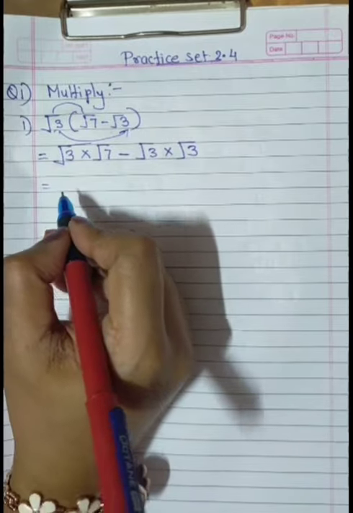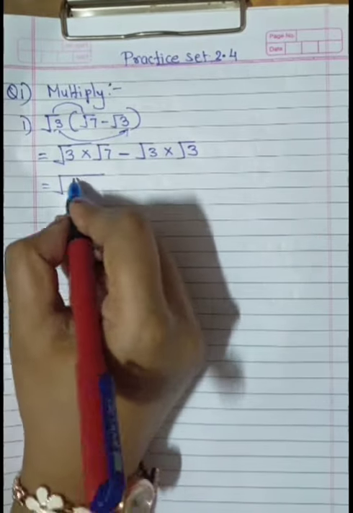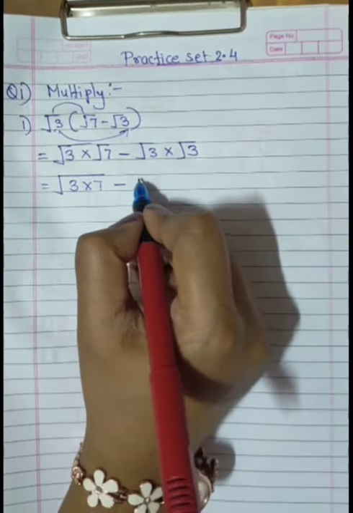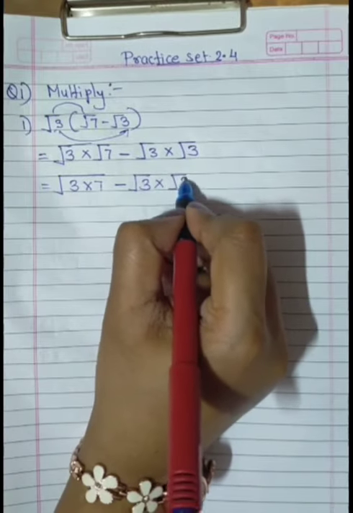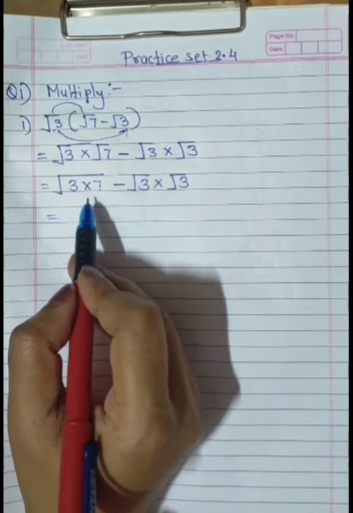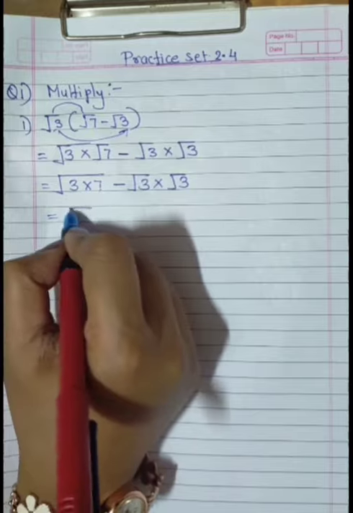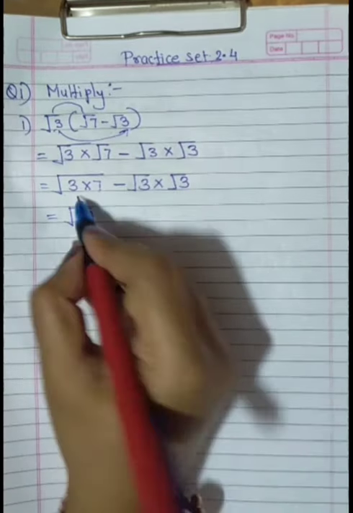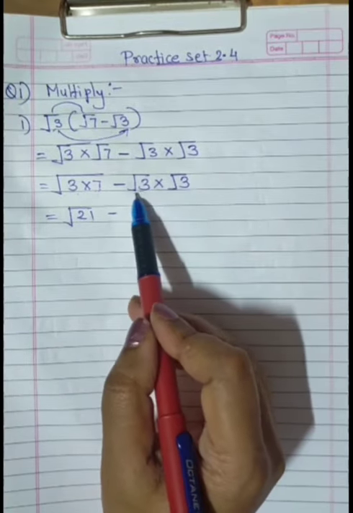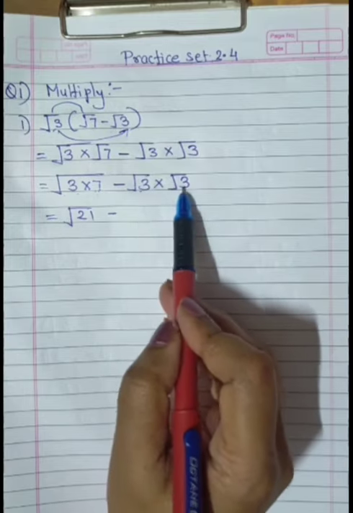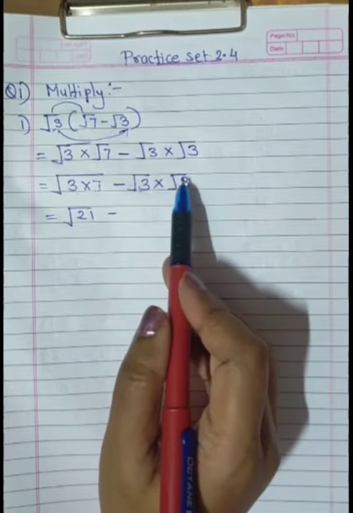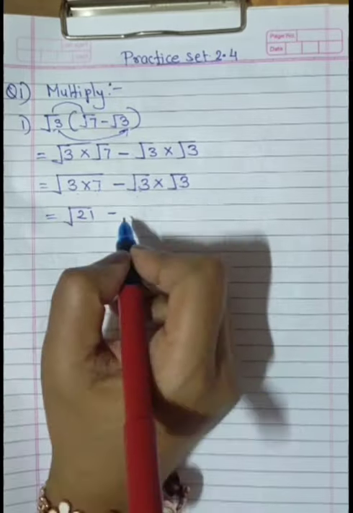Now we'll take whole square root here. Now 3 into 7 minus square root 3 into square root 3 as it is I am writing. Now here there is radical sign, inside that 3 into 7 is there, so square root 21 will come. 3 7s are 21 minus here we are having square root 3 into square root 3, and now the radical sign will be removed because of the square, so we are going to write here 3.